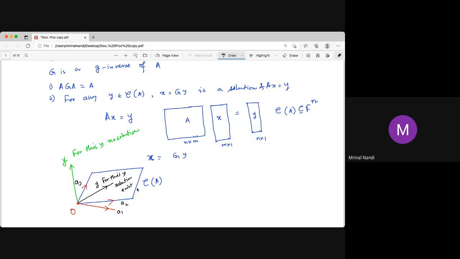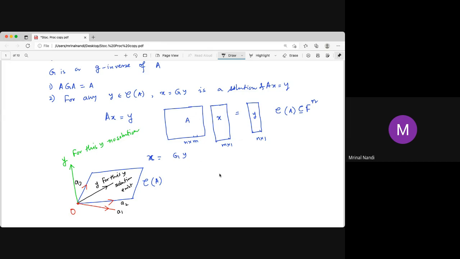Now, whether a solution exists or not, the G inverse always exists. The G inverse does not depend on y. G inverse actually depends only on the column space of A, that is, on the columns of A. G is a function of the A matrix. It does not depend on y. So before getting y, you can find G, and then you find the solution using that y. So whether y is in the column space or not, the G inverse of A always exists.